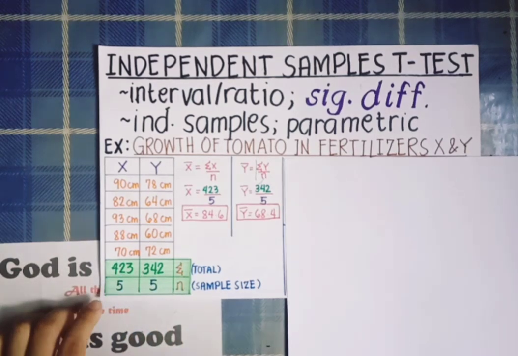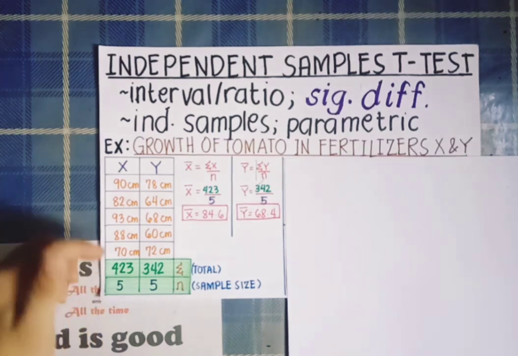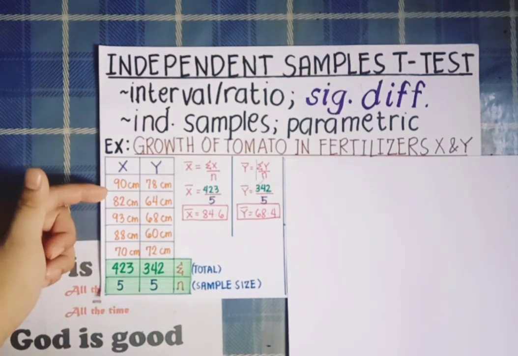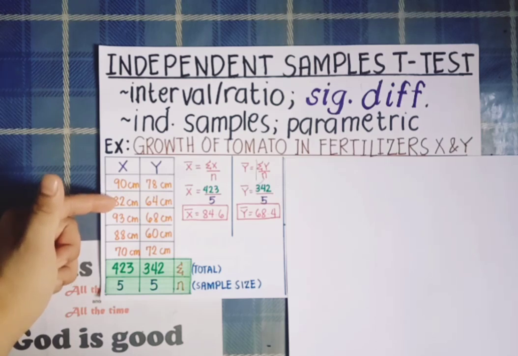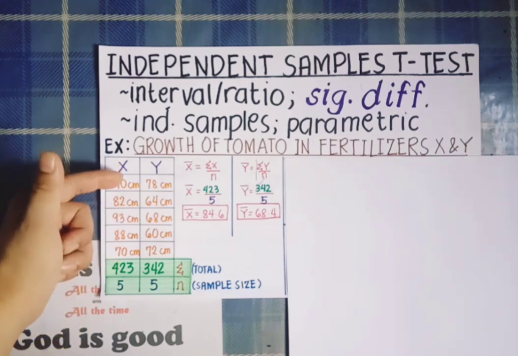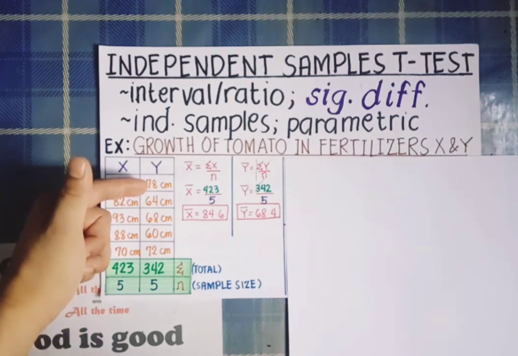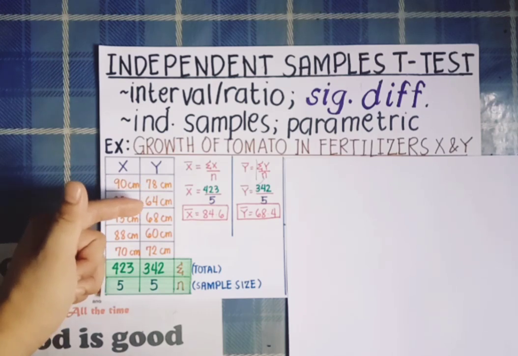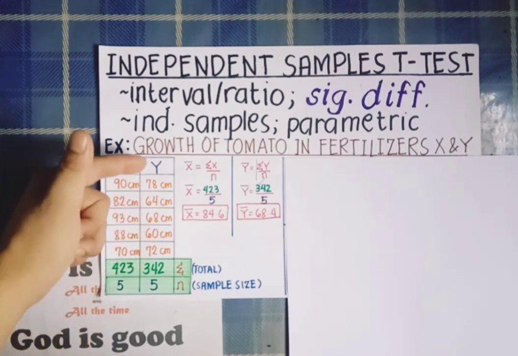So what we did here was we get first the total of their growth after 1.5 months. So we obtained their growth after 1.5 months. We have here 90 centimeters, 82 centimeters, and so on and so forth for X fertilizer. And we have here 78 centimeters, 64 centimeters, and so on and so forth for the fertilizer Y.